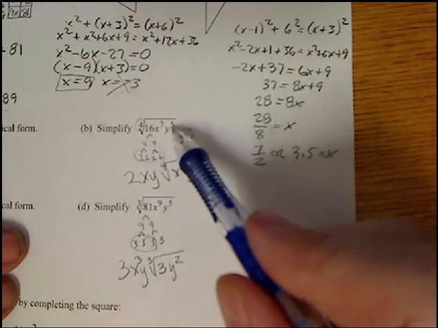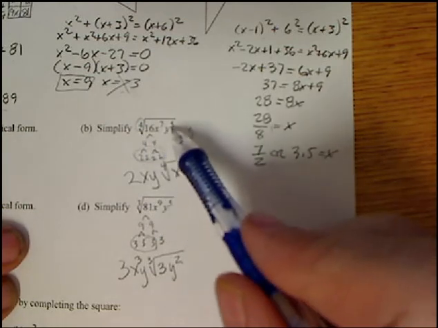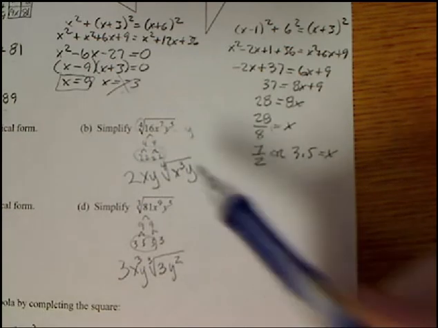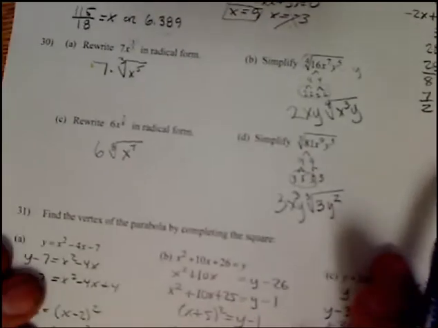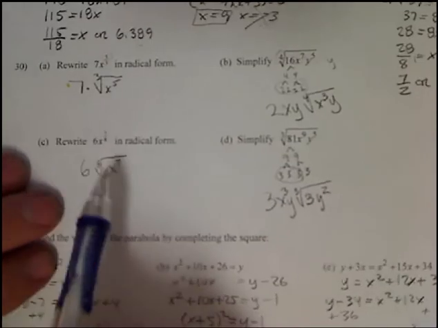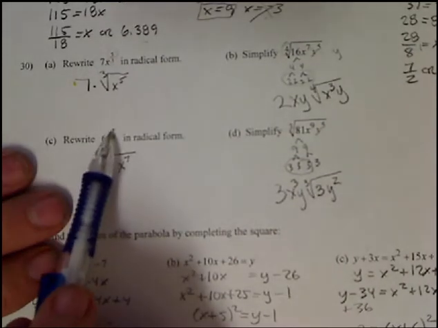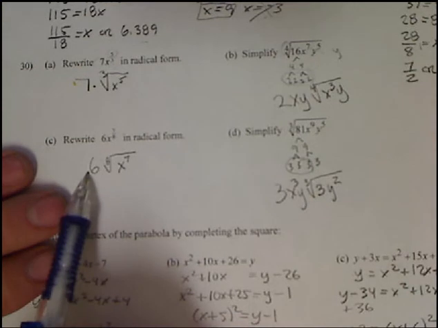5 divided by 4 is 1. So 1 y comes out with a remainder of 1. Again, back to writing in radical form. 8th root of x raised to the 7th. 6 is on the outside, not the inside.